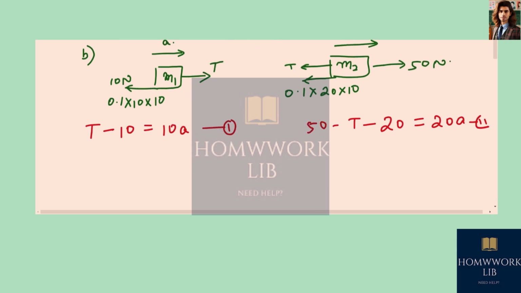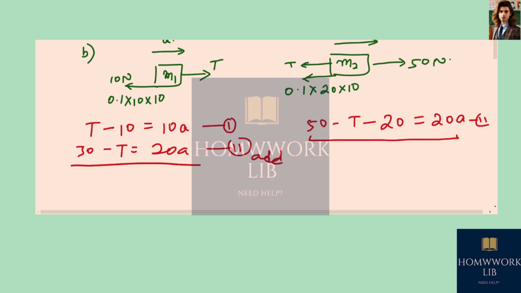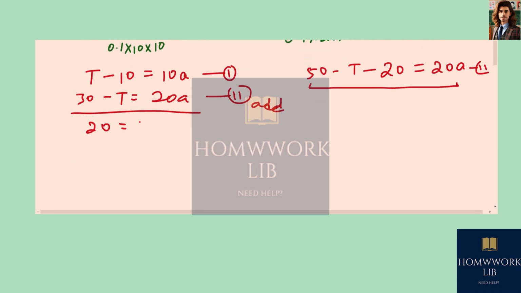We just solve these two equations to get the values of T and a. First we simplify equation 2. We get 30 minus T is equal to 20a. Let us add these two equations. We get 20 is equal to 30a. So in this case, we get the acceleration as 2/3 meters per second squared.